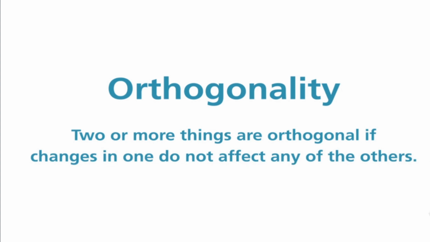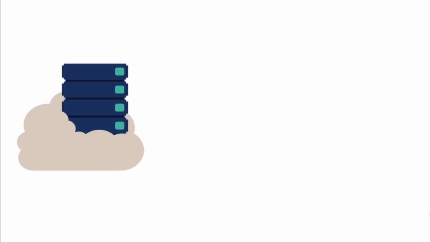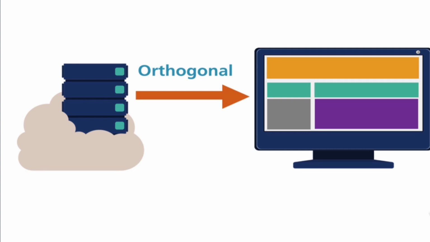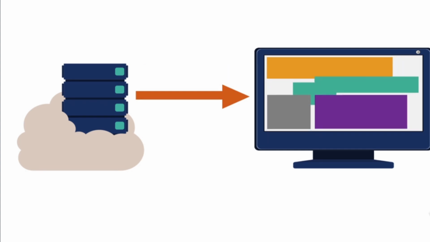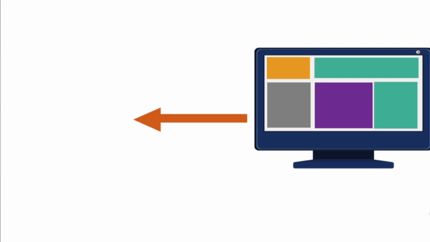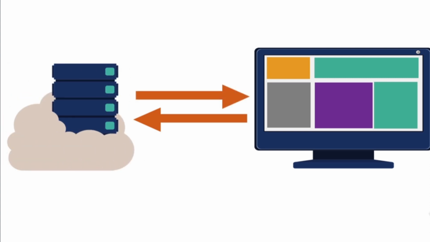Orthogonality is another important programming principle. Two or more things are orthogonal if changes in one do not affect any of the others. For example, in a well-designed system, the database code will be orthogonal to the user interface. In other words, you can change the interface without affecting the database, and swap databases without changing the interface. You can put this into practice by remembering as much as possible that A should not affect B.